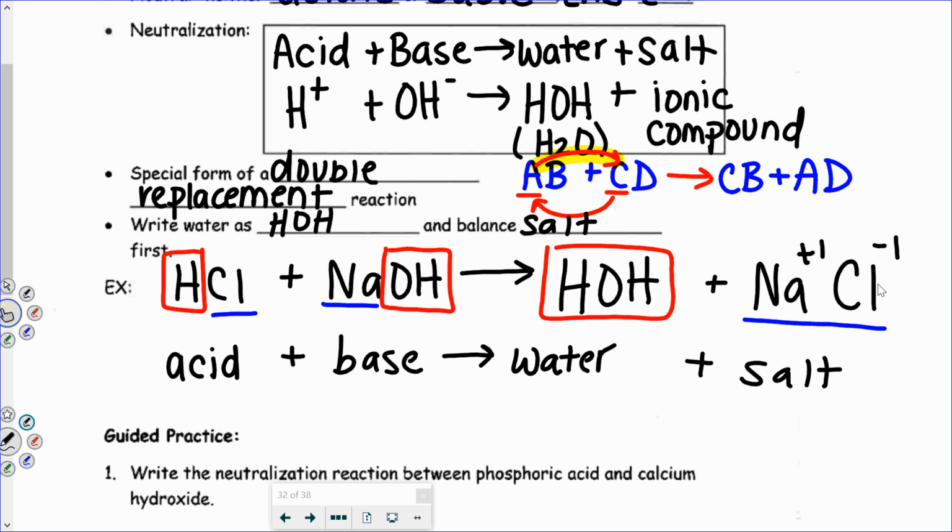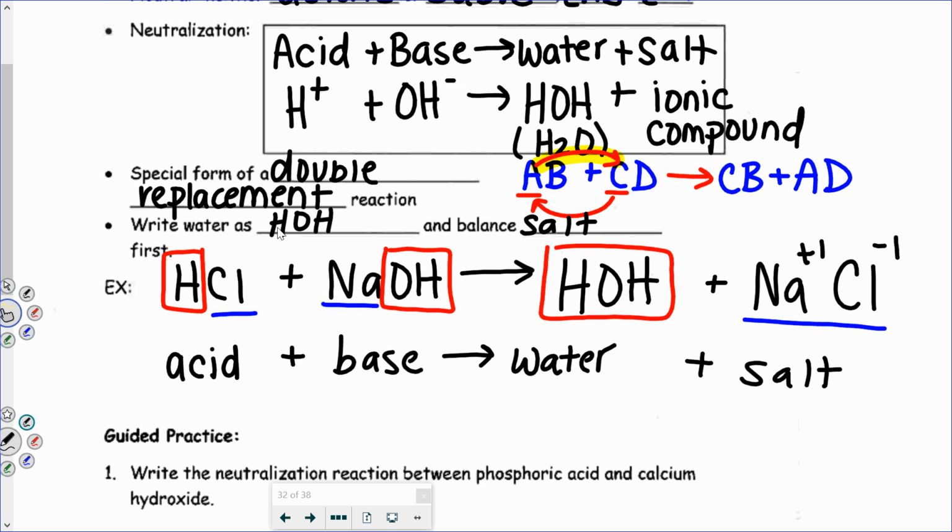Now we want to check that everything's balanced. So remember, to balance, you need the same number of atoms on the reactant side and the product side. So if I look right here, I have 1 Cl, 1 Cl. I've got 1 Na, 1 Na. Now what's going to be important here, you're going to treat this H as an H and this OH as an OH, meaning I'm going to say I have 1 H on the left, and here's that H, 1 on the right. I have 1 OH on the left and 1 OH on the right.